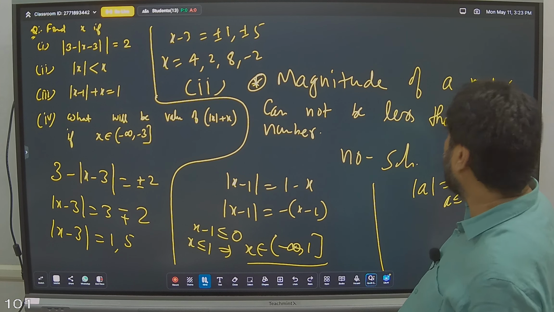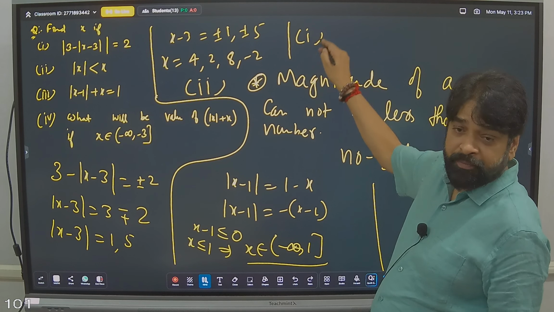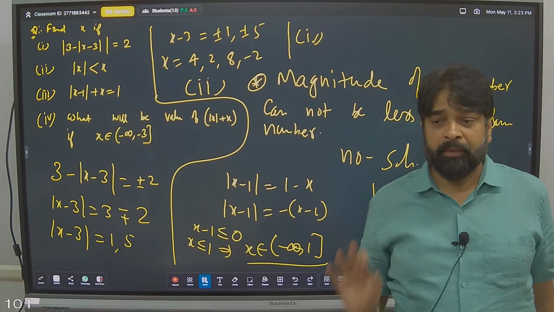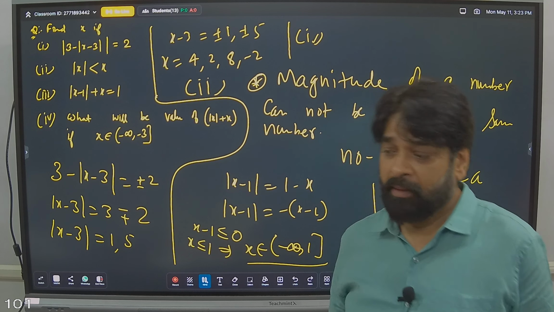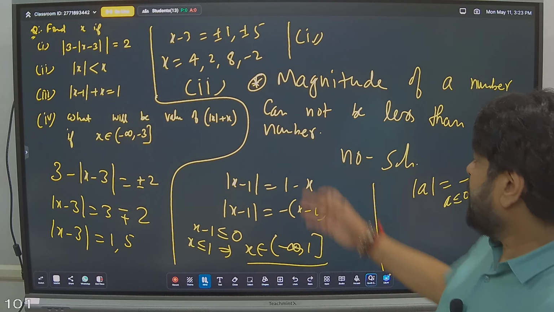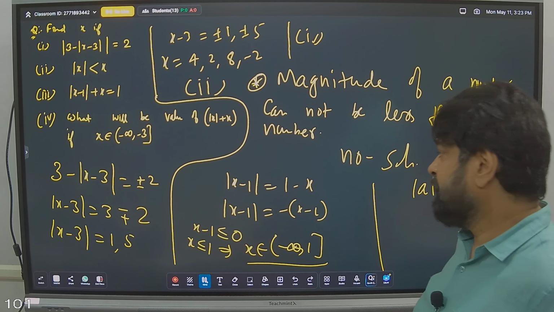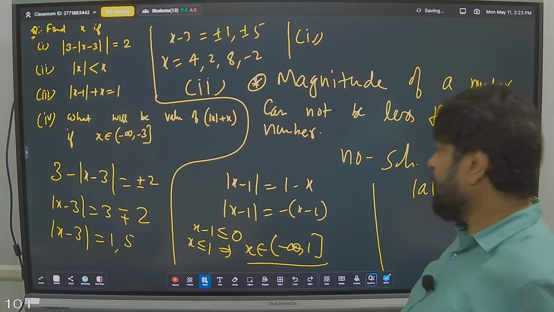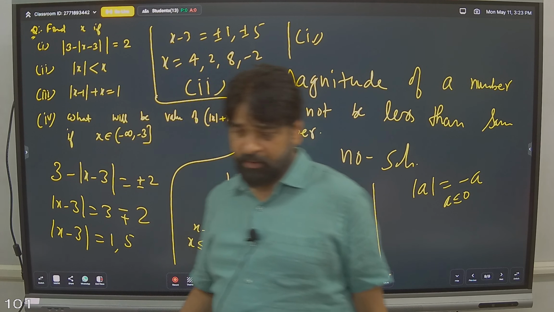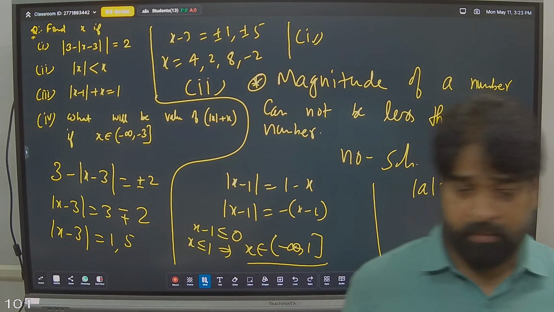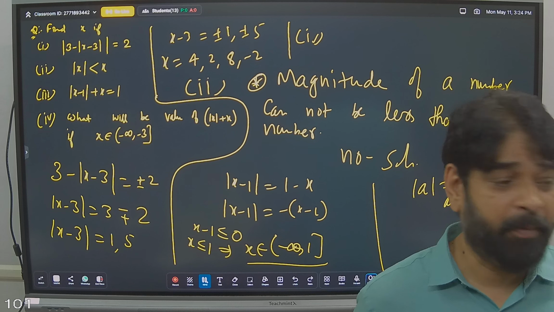Fourth one. How many of you got it? Okay. Tell me. X is already given. Question, understand. I am not asking x here. I am asking what is the value of this bracket? What is the answer? Speak.